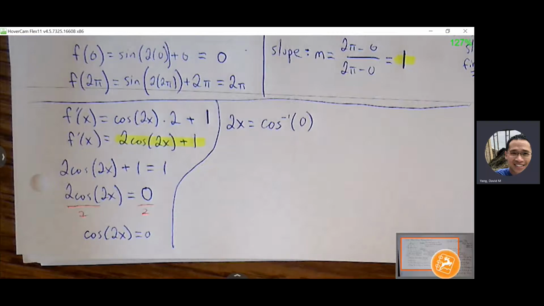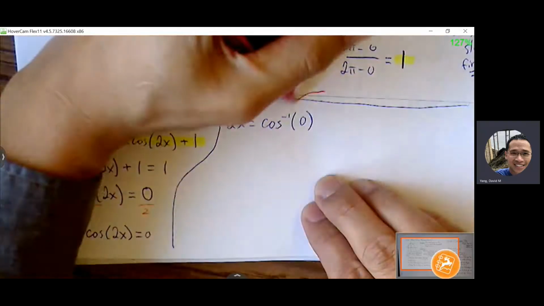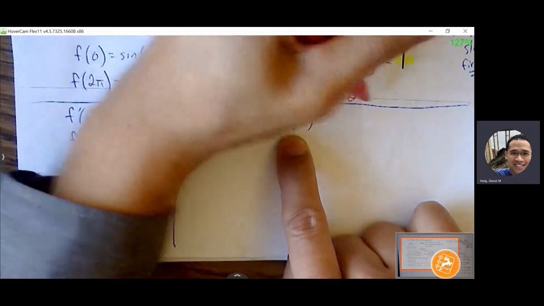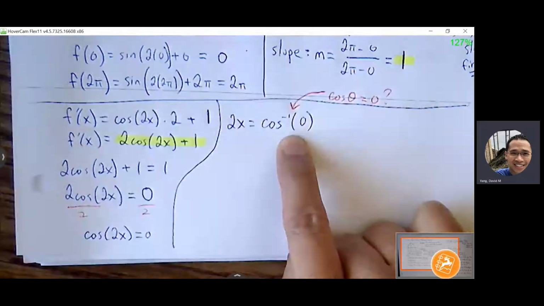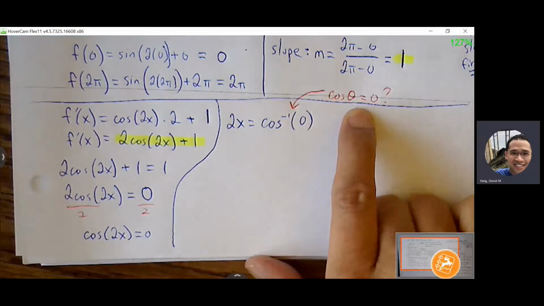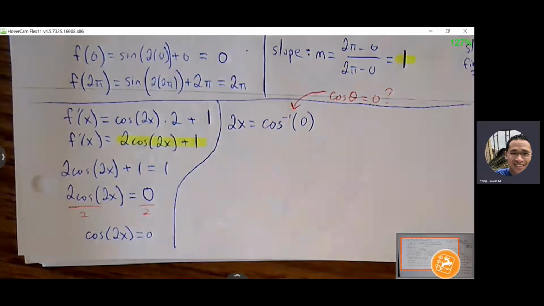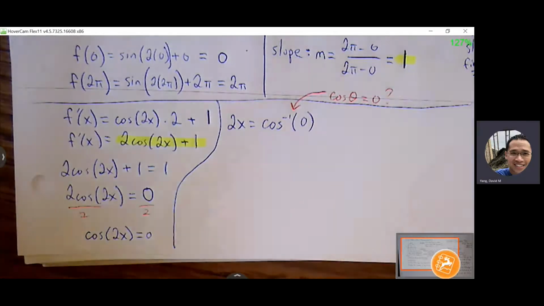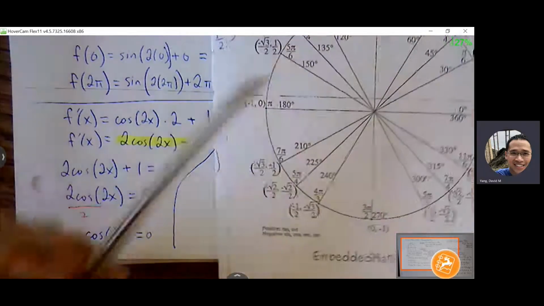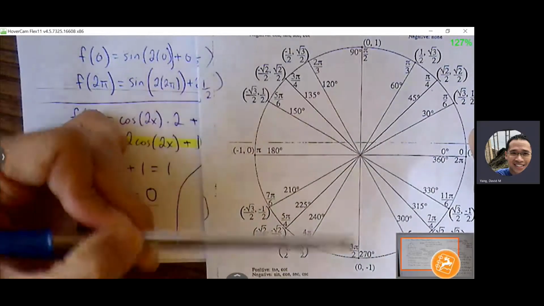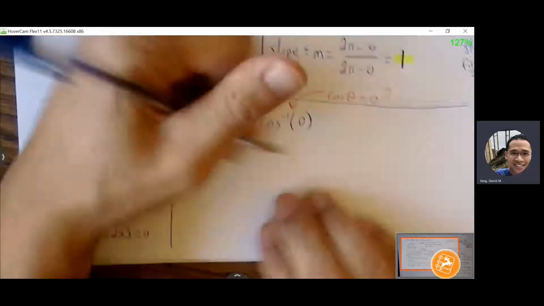So what this is basically saying is, where is cosine of theta equal to 0? That's basically what this is asking. Okay, where is cosine of theta equal to 0? So if you think about unit circle values, where is cosine equal to 0? Pi over 2 and 3 pi over 2, right? X value is 0.